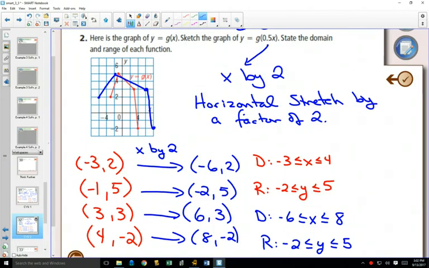If you think about what we were doing, our transformation was x is getting multiplied by 2. So it should make sense that your range, which are your y values, they don't change. But if you look at your domain and you say, if x is getting multiplied by 2, do you see that your domain, your smallest value was -3, but when that gets multiplied by 2, your smallest value is now -6. And if your largest value was 4, your largest value is now 8.